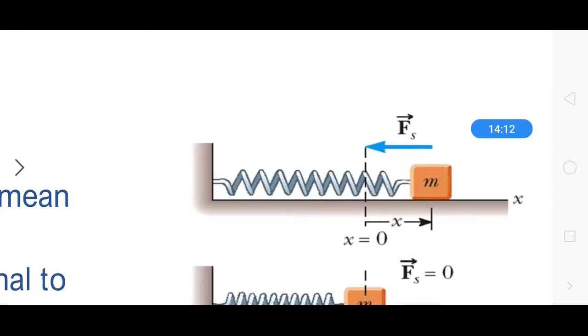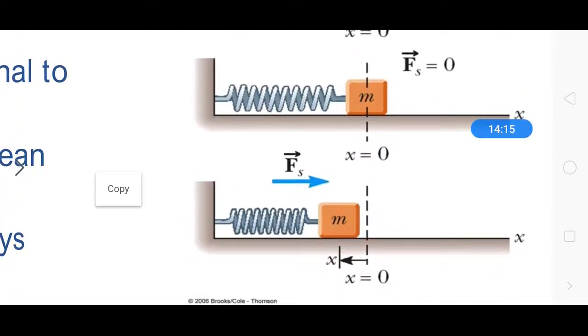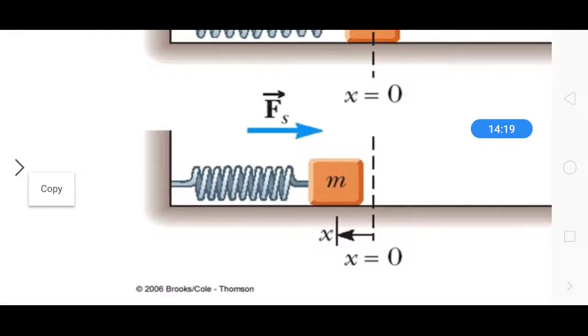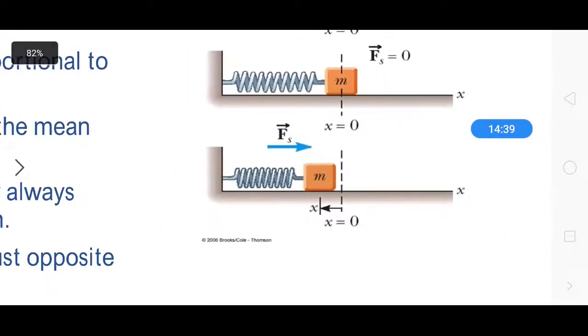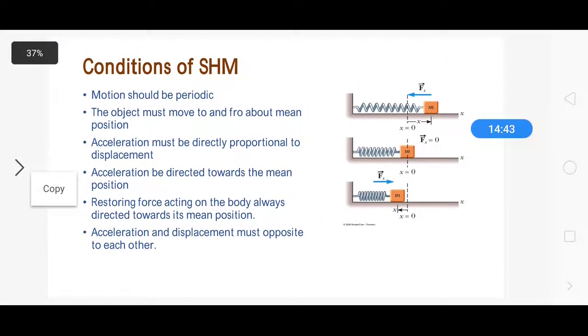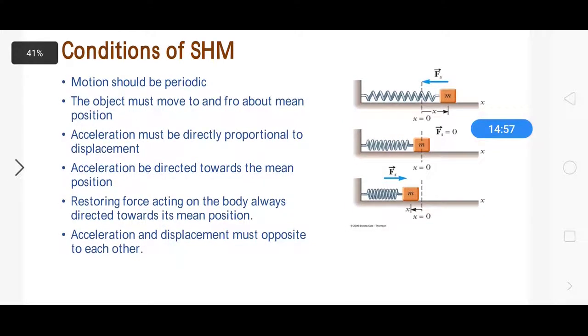The restoring force acts towards the mean position, and in the compression the restoring force also acts towards the mean position. Since the restoring force acts towards the mean position, the acceleration also acts towards the mean position. Why? Because acceleration is proportional to the force. So in both conditions, compression and elongation, acceleration always acts towards the mean position, and it is proportional to displacement. This is also followed by the loaded spring.